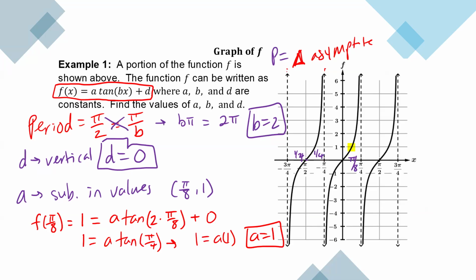Capiche? Question? All right. What are the ordered pairs at pi over 4? No. Ordered pairs, unit circle, pi over 4.